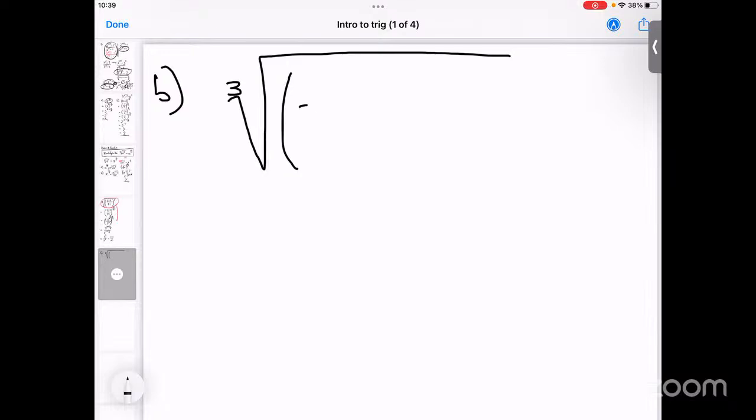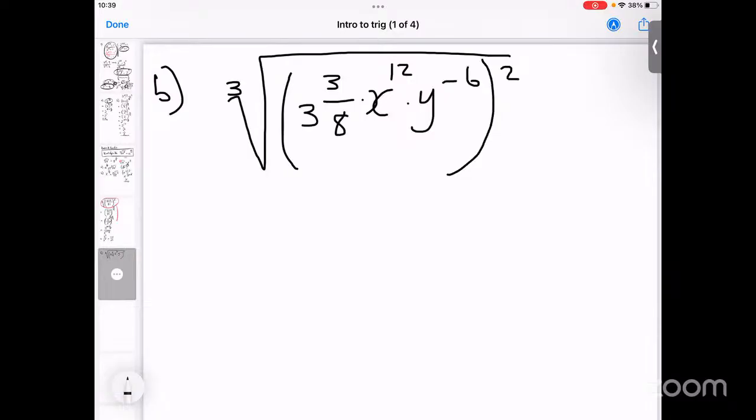What if you are given 3 inside the brackets? Then it is again that over 8, which is multiplying x to the 12, which is multiplying y to the negative 6. And then we close the whole of this. Then we say to the that.